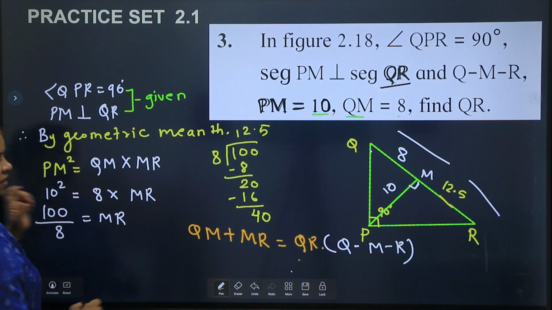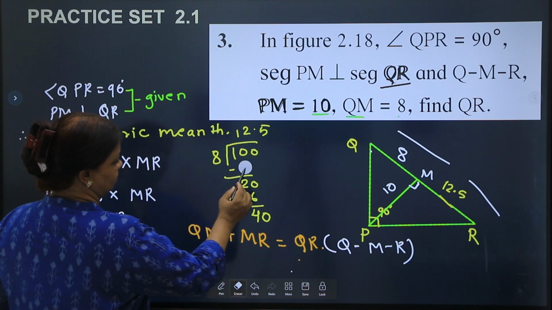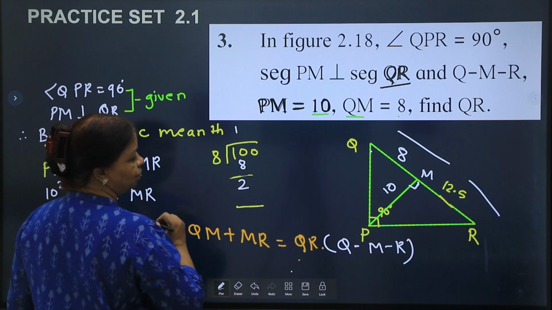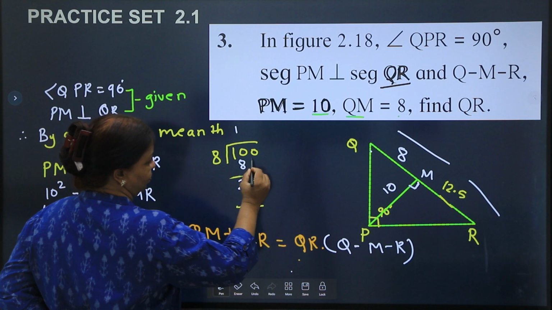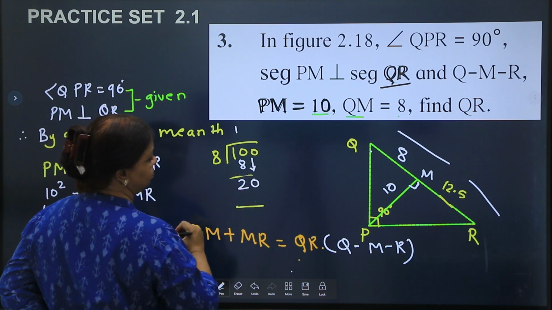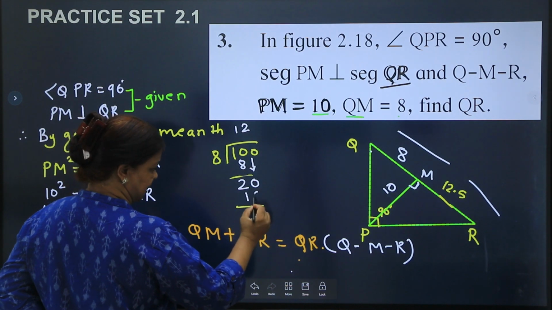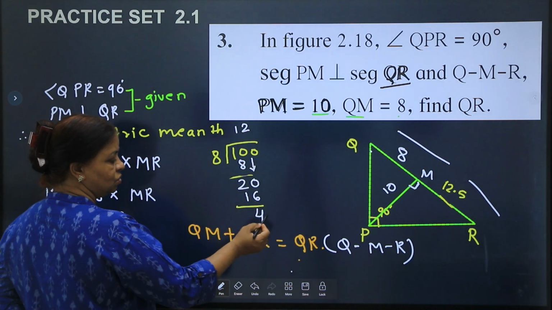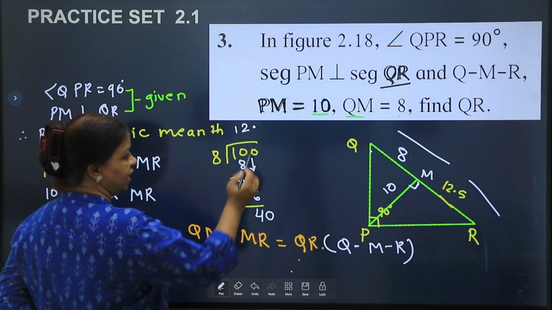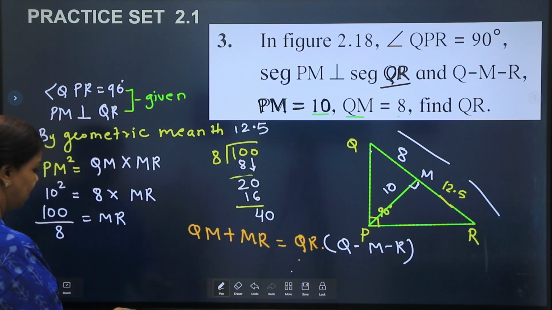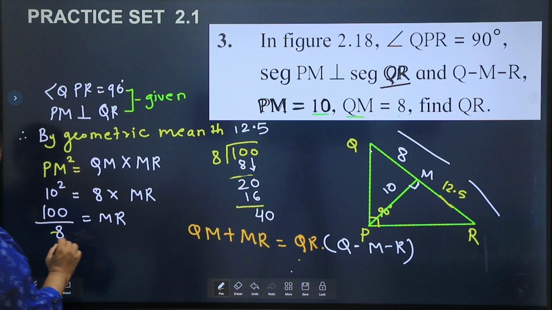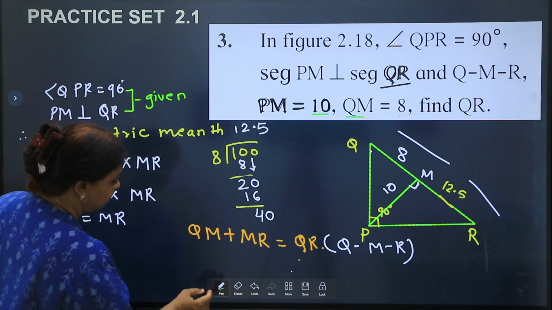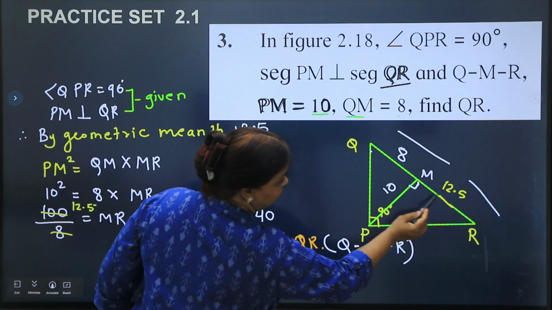Now if I divide 100 by 8, 8 ones are 8, 10 minus 8 is 2, bring 20 down, 8 twos are 16, 20 minus 16 is 4. But further you cannot bring any number down, so put a 0 and a decimal point here, 8 5s are 40. So how much did you get for MR? We got MR as 12.5 here, children.